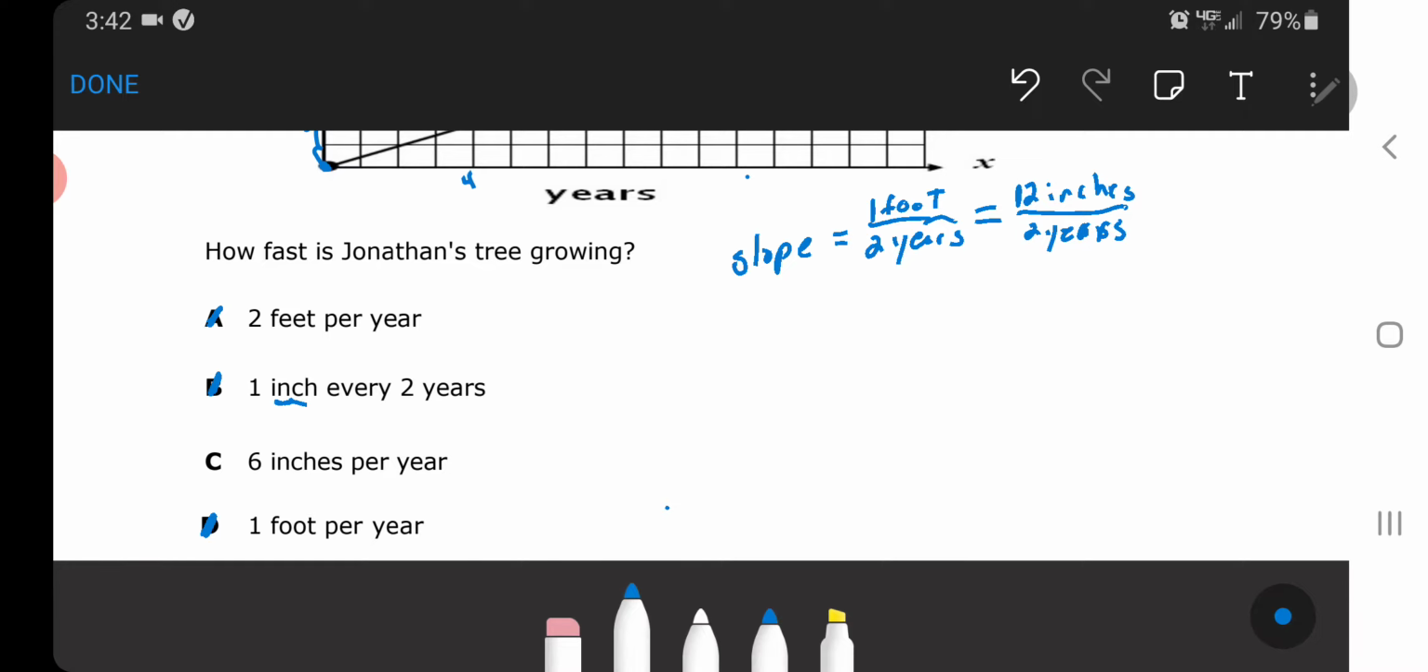Well, if we simplify that down, we simplify that by 2, we'll see that we go 6 inches every 1 year, or 6 inches per year. So C is the correct answer choice.